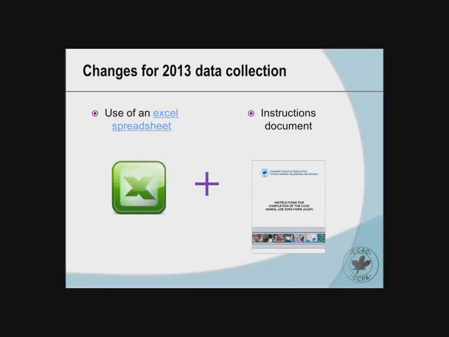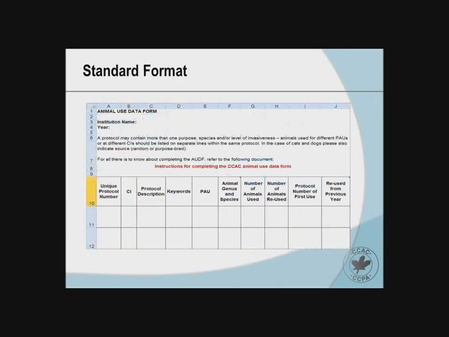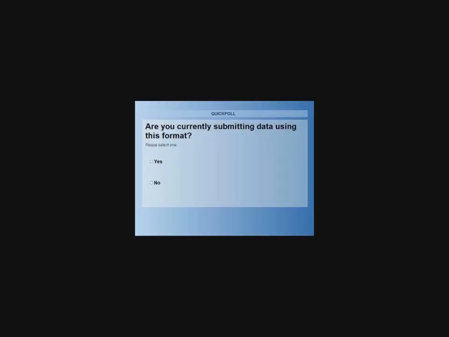And so those of you that did see the memo will know that the changes that we've introduced this year for submission of the 2013 data are, 1, the use of an Excel spreadsheet, and 2, a new instructions document which details the elements that need to be completed. I want to emphasize that there are actually no changes to the required elements. These have been requested since 1995 when the animal use data collection system was originally revised. But the major change this year has been to request institutions to submit their data on a standard Excel spreadsheet.